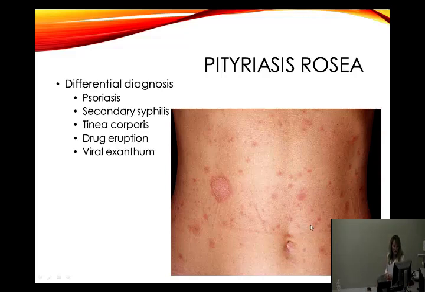So differential diagnosis for this, we discussed the secondary syphilis. It can look like psoriasis. Our Herald patch here has some of the erythema and scaling and thickening. It maybe even looks a little bit like ringworm, the tinea corporis, which we'll discuss in a little bit. And also that Herald patch looks a little like our fixed drug eruption, so that's also on my mind. And a viral exanthem.